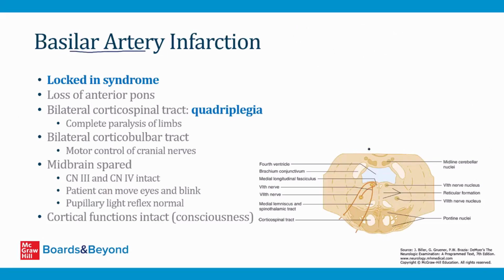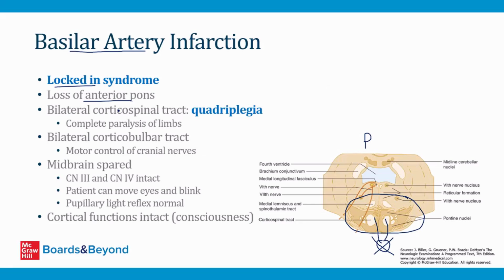So if you look at this drawing on the slide here, this is the pons, and the basilar artery sits right here, and it gives off these little branches, and stroke involving those branches can give you a medial pontine syndrome, as we've already discussed. But if you have a stroke involving the basilar artery itself, the entire anterior portion of the pons is going to become ischemic and damaged, and that will lead to a clinical presentation known as the locked-in syndrome. This occurs when there's loss of the anterior pons.